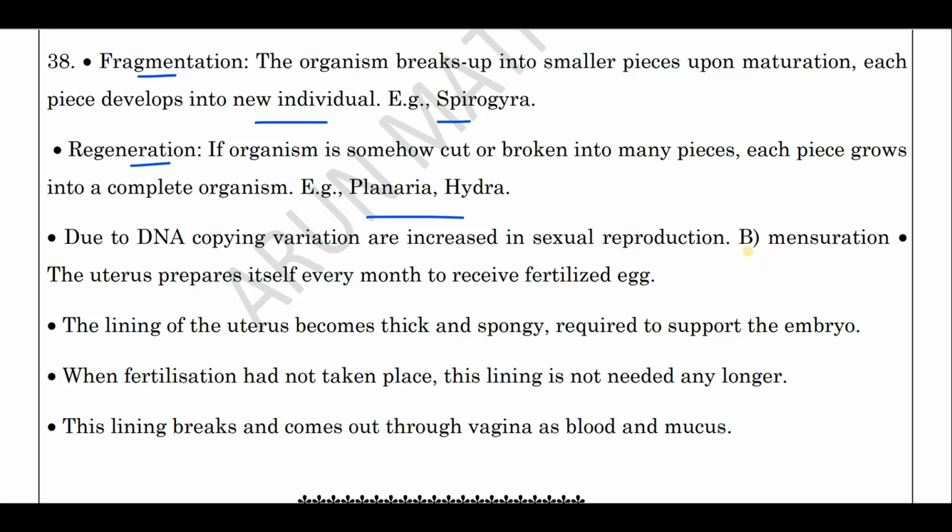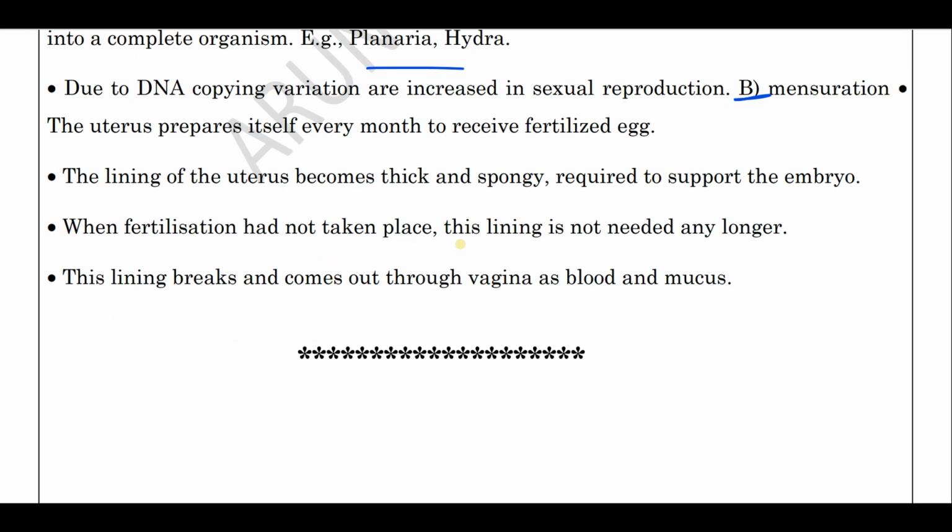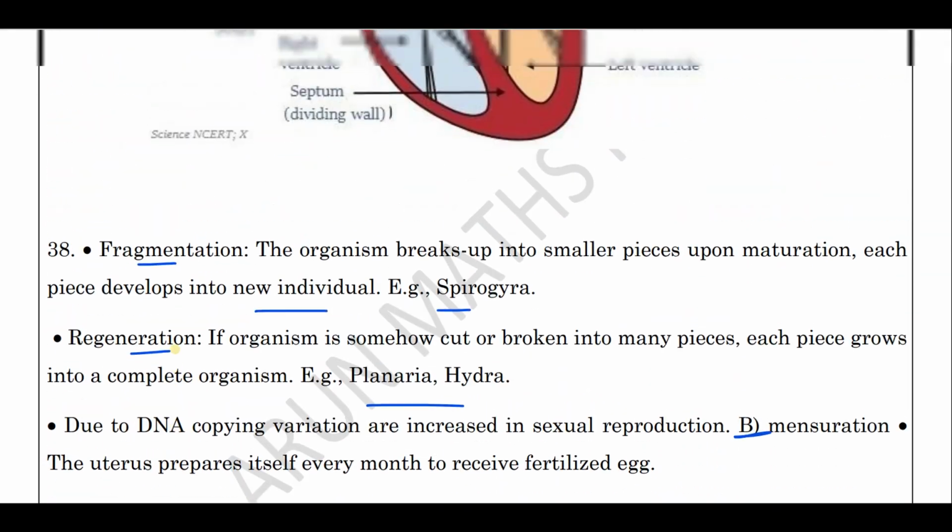Next, question B: menstruation. The uterus prepares itself every month to receive the fertilized egg. The lining of the uterus becomes thick and spongy, required to support the embryo. When fertilization has not taken place, the lining is not needed any longer. This lining breaks and comes out through the vagina as blood and mucus, and that is how menstruation occurs in humans.